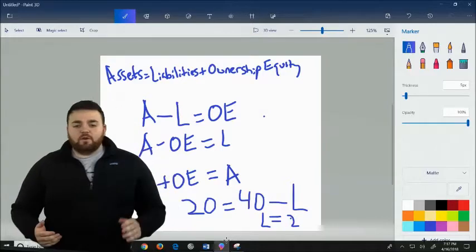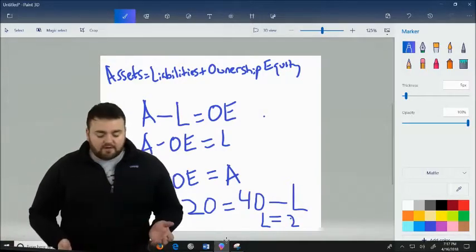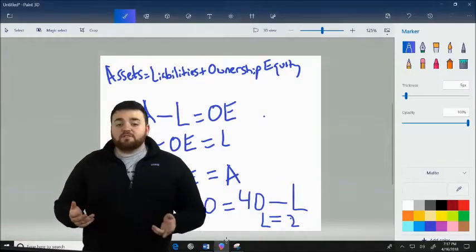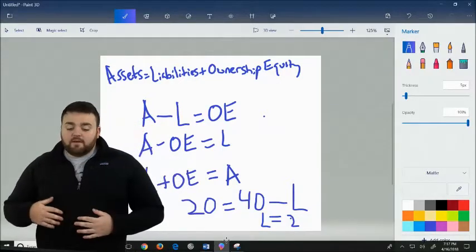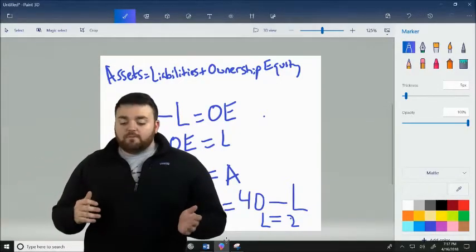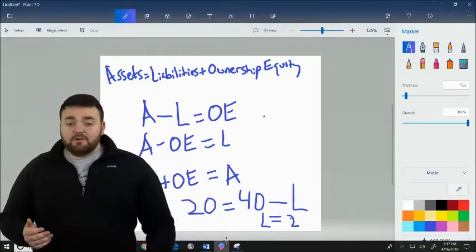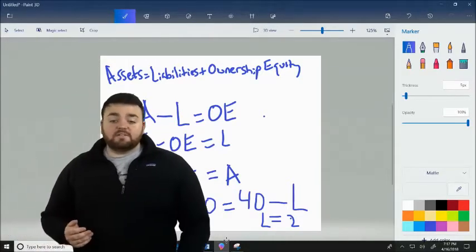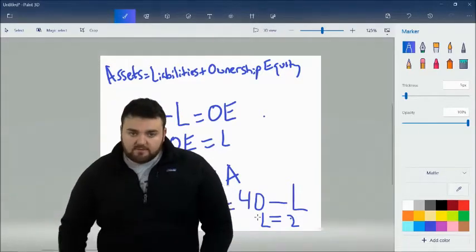After going through all this, we wanted to reference back and acknowledge some of the main takeaways we wanted whoever watched this to understand. The main takeaway is that assets, liabilities, and ownership equity all equal the same.